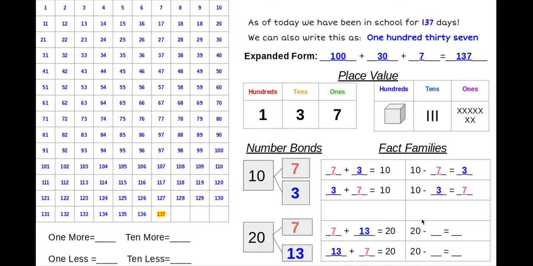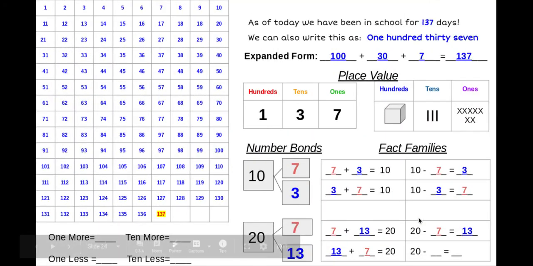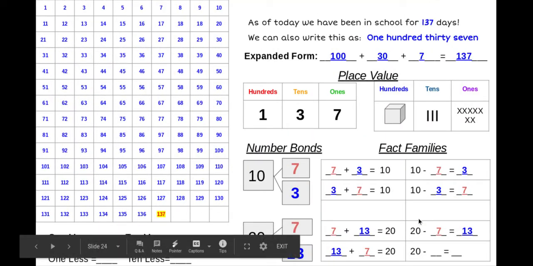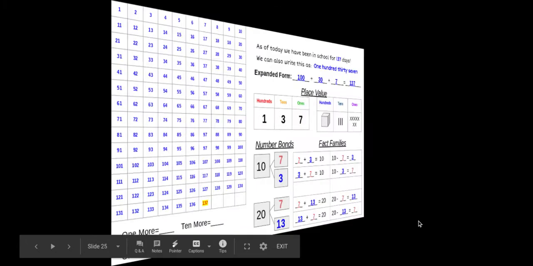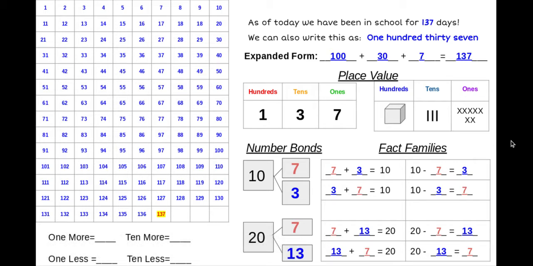So what would our flip-flop be? We started with 7 and we did 13. 13 minus 7. Or 20 minus 13 equals 7. Okay, so she did 20 minus 13 equals 7 and 20 minus 7 equals 13. So 20 minus 7 equals 13 and 20 minus 13 equals 7. Good job. Amazing math being done here.